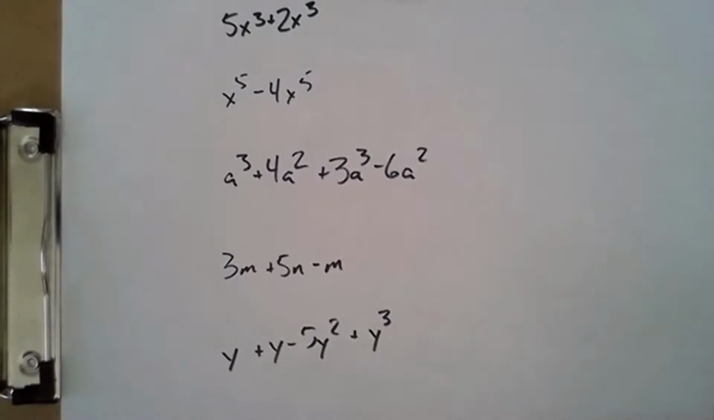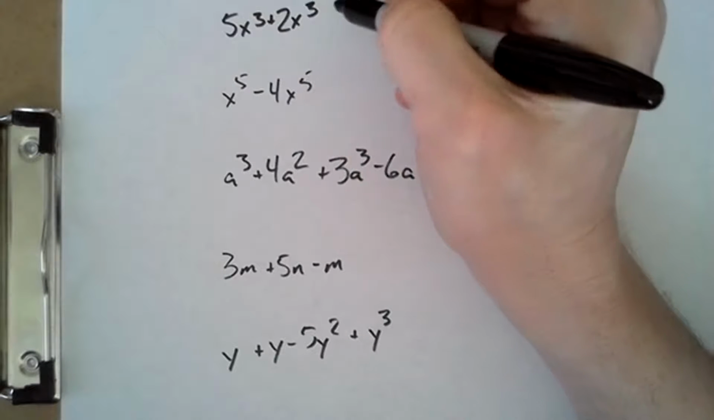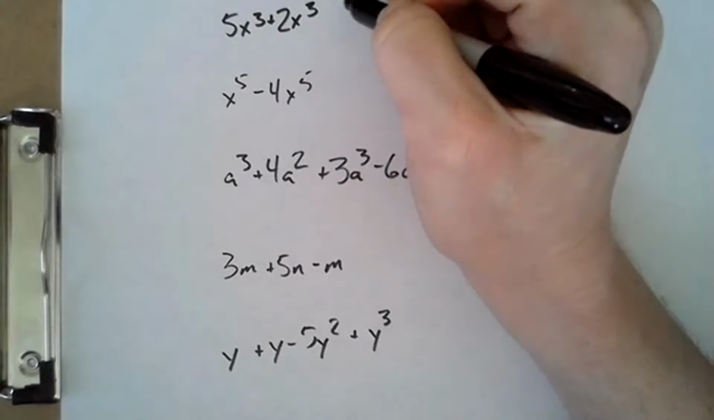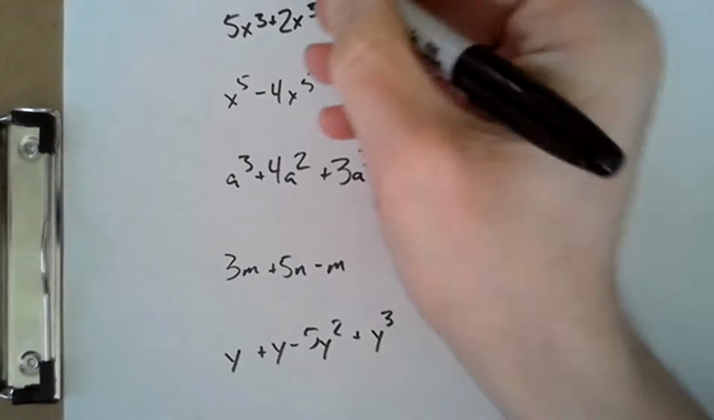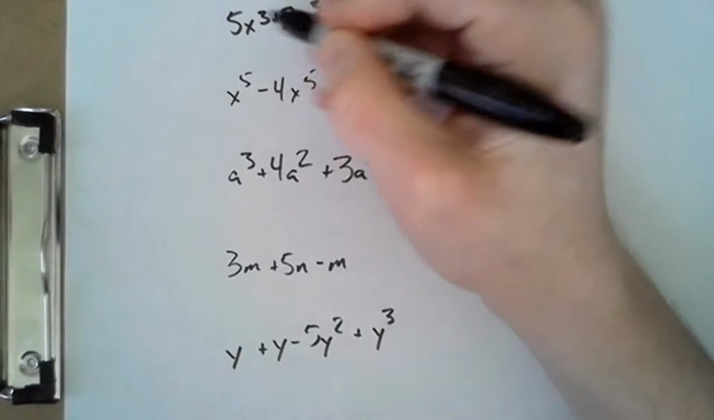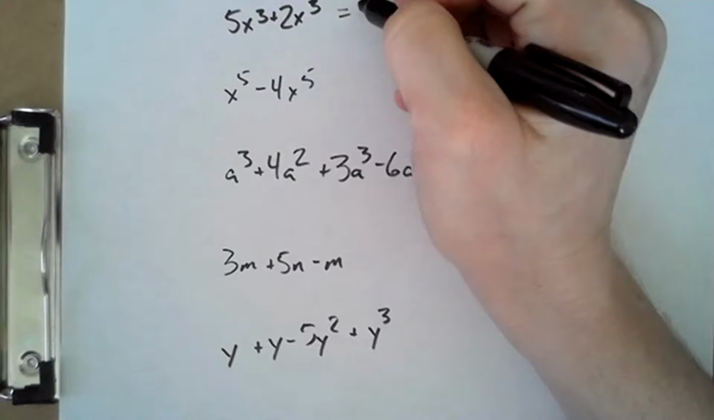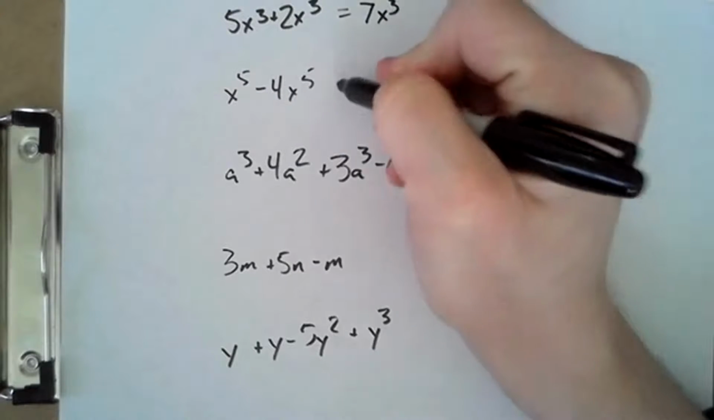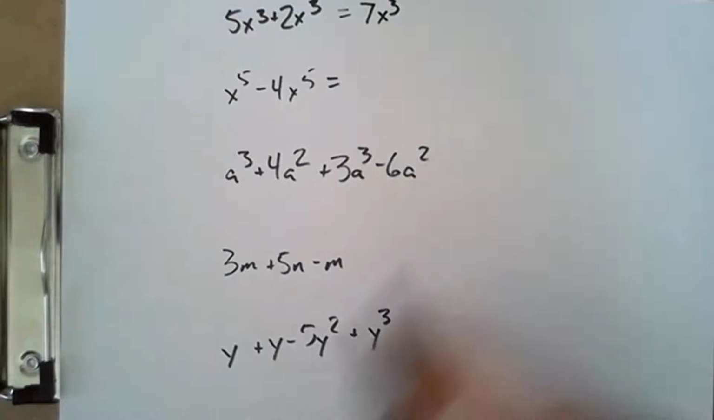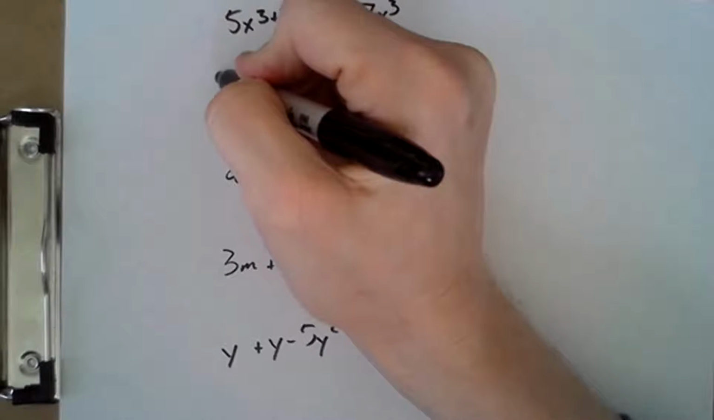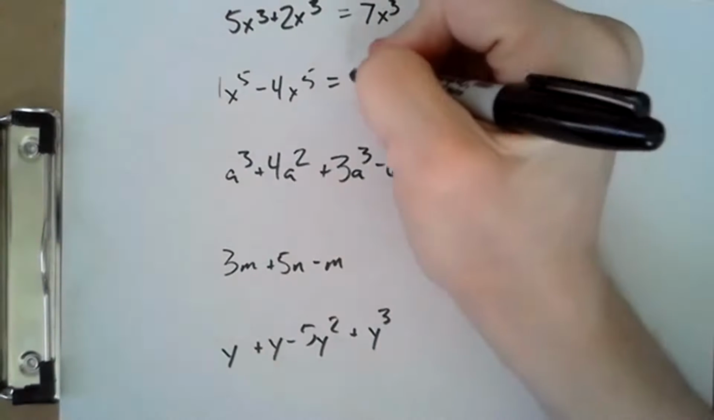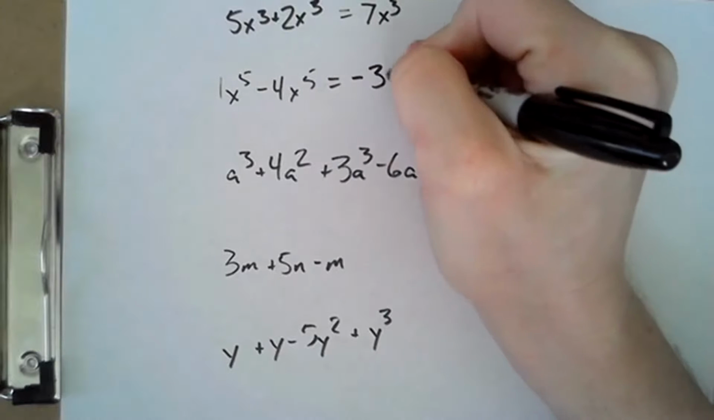Here we go. Okay, so our first one is pretty easy. We've got a 5x cubed plus a 2x cubed. So all we have to do is combine those, combine the 5 and the 2. We're adding them, so that's a 7x cubed. In the second, same kind of thing, except this time we're subtracting. And of course, 4 is greater than 1, which appears there invisibly. So this gives us a negative 3x to the fifth.